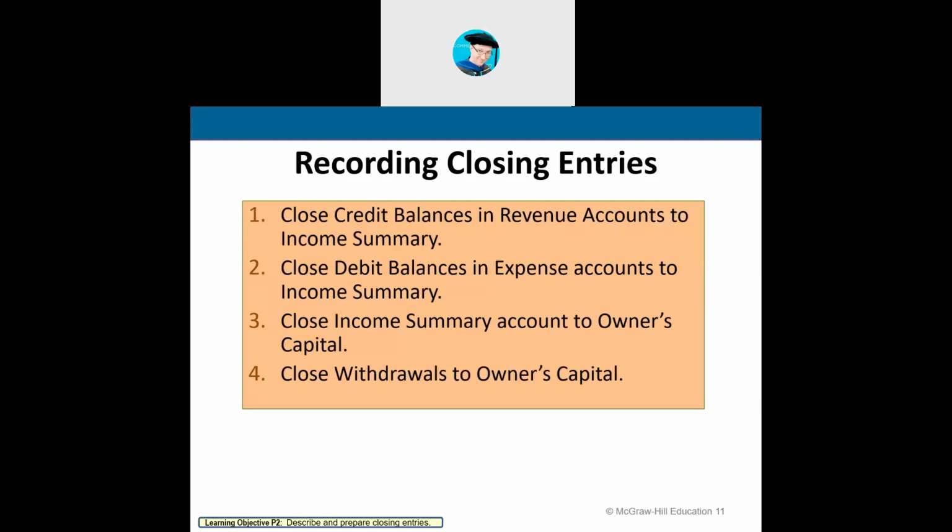That zeroes them out. Basically, you're taking it from the credit side and putting it on the debit side, and then you're crediting income summary. You're moving it off of the income statement and into a temporary account that will also be closed.